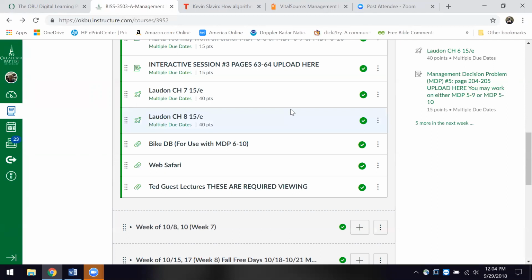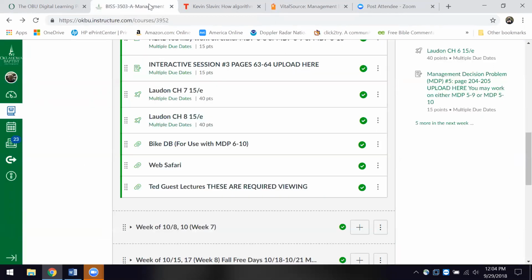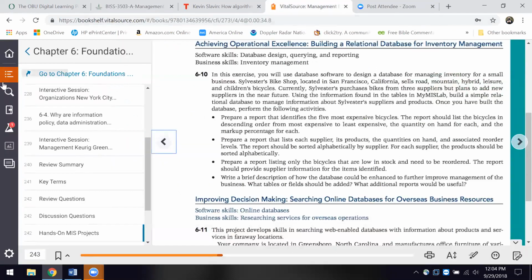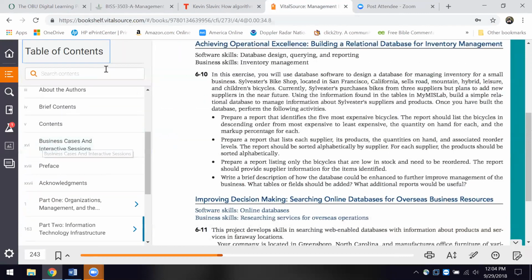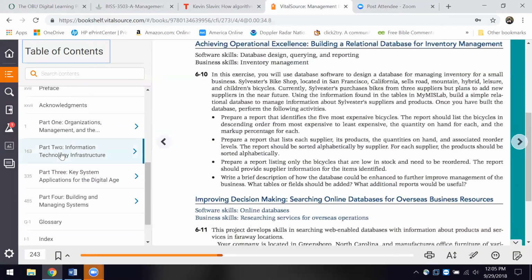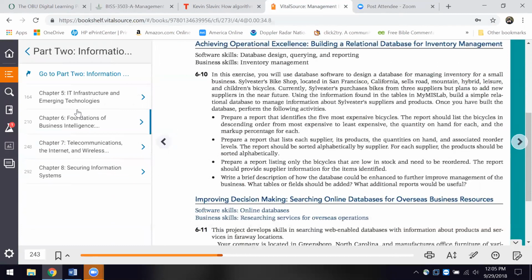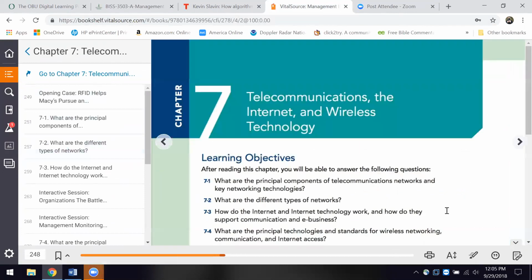But we're coming into some interesting parts of the textbook. And since I've got Vital Source open, I'm going to pop over to chapter 8. We've got tests on 7 and 8, I think is what we're at. Yeah, 7 and 8. We'll go to chapter 7.